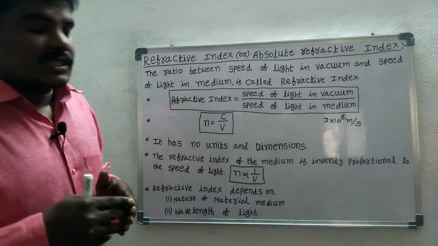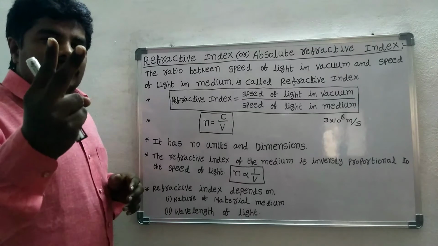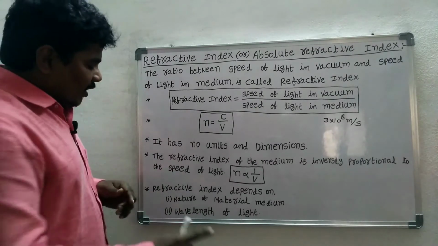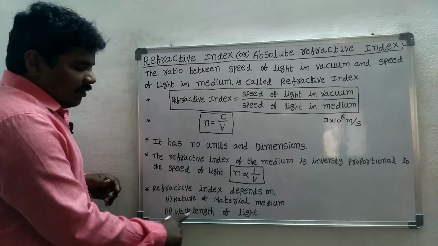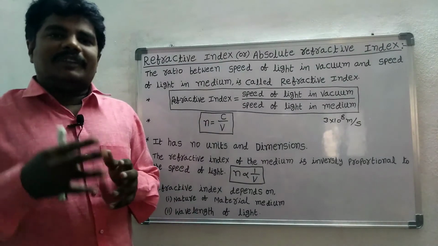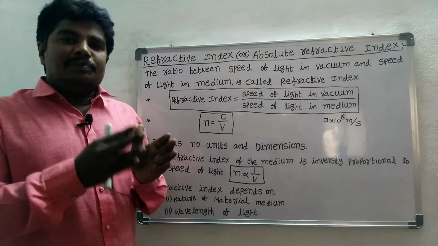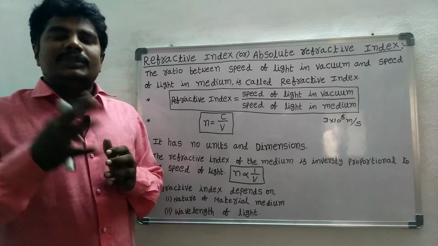The refractive index depends on two factors. They are the nature of the material medium and the wavelength of light. Due to these two factors, different material media have different refractive indices.